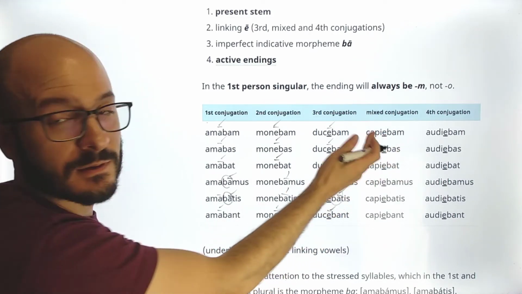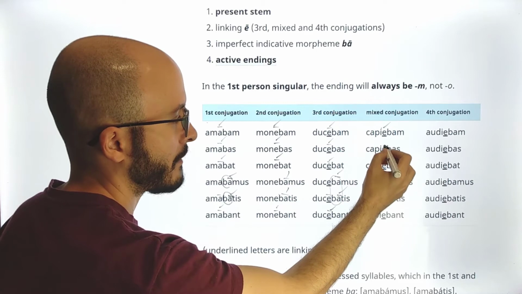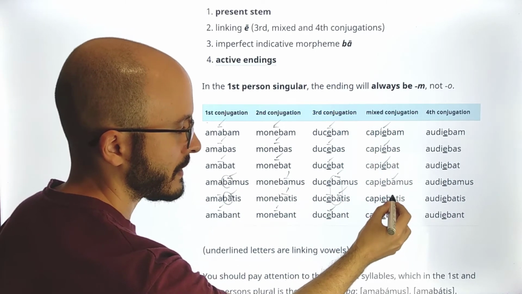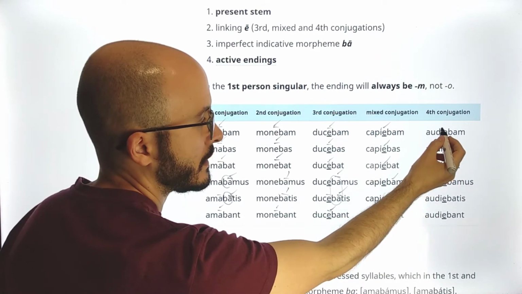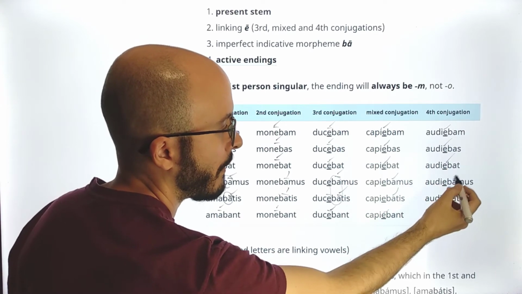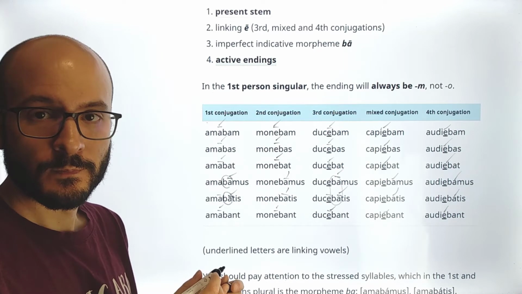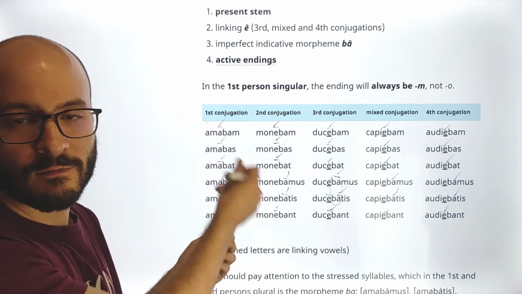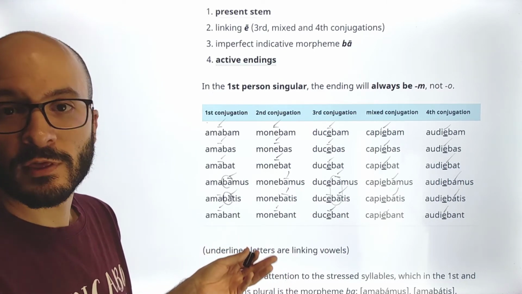So duquebamus, duquebatis, and duquebant. Now here, pretty much the same all the time, no? So capiebam, capiebas, capiebat, capiebamus, capiebatis, capiebant. And now here, audiebam, audiebas, audiebat, audiebamus, audiebatis, audiebant. Okay? You see that once you kind of get how all of these things work, it's like automatic. You almost don't have to think about it.